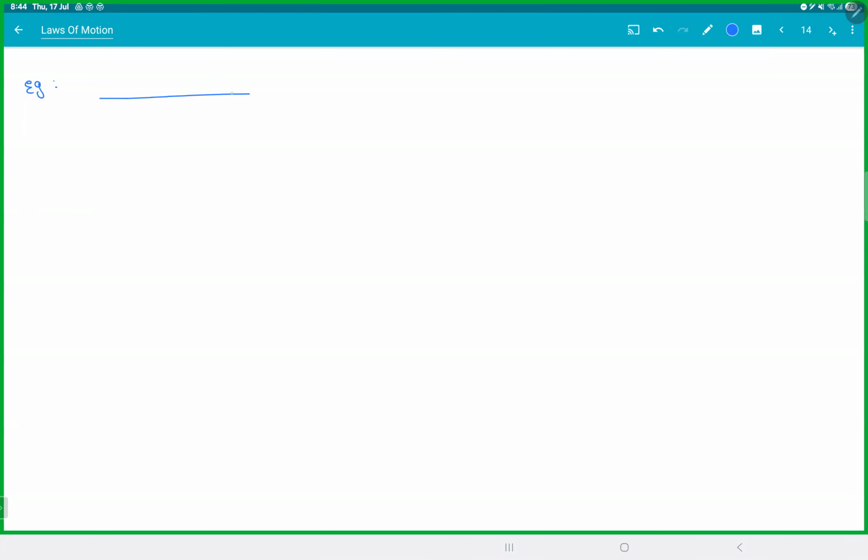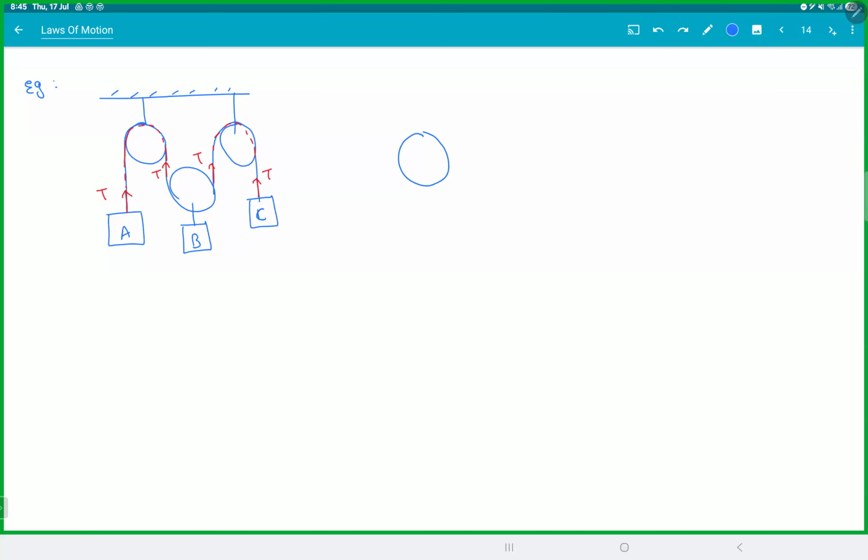Now listen to this example. This is slightly more complex. If you have a block here, A, let's say this is C and this is B. Now here you have to be a little careful with the tensions. So first thing, label the tensions. This string is pulling up, let it be T. It is the same string here, so this is also T. This is also T. Remember, strings always pull. This is also T. Clear with this? So technically, I can take this whole thing as one system. But if you want to see more here, look at B here.